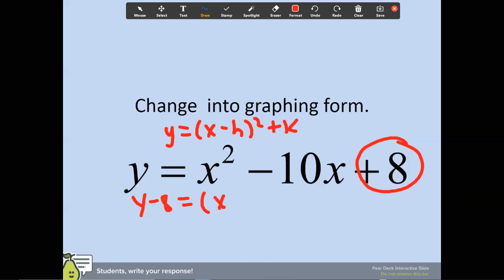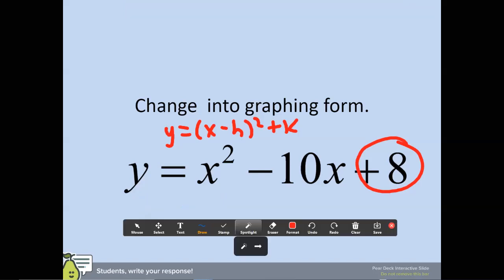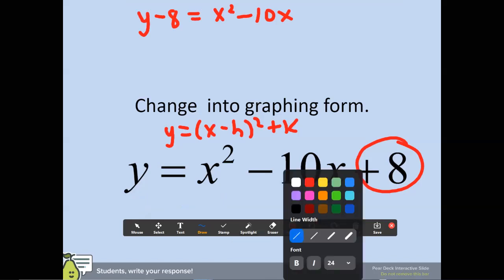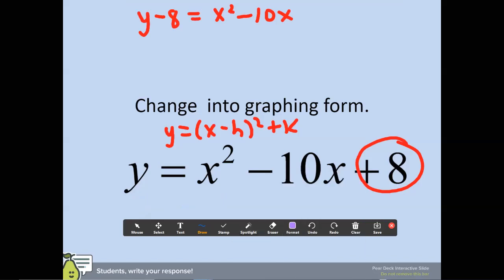x squared. Here, I'm going to actually write it above. Give myself space. I don't know why I like to start at the bottom of things. I'm going to move this so it's out of the way right now. So y minus 8 is equal to x squared minus 10x. And then I'm going to complete the square. So remember, to complete the square, I want to take my b. I'll do it out here.